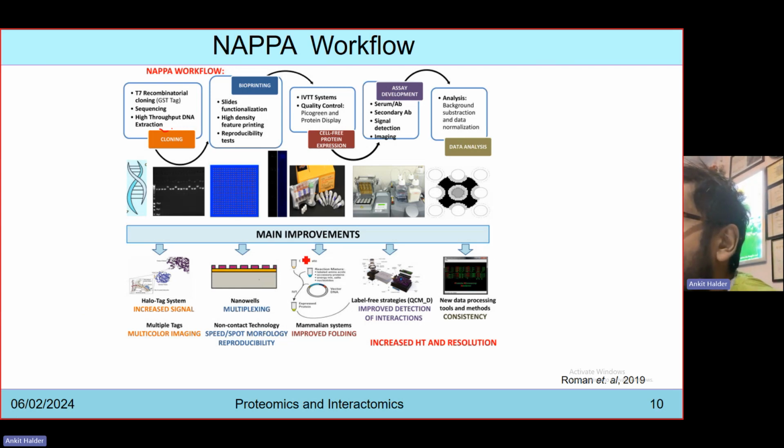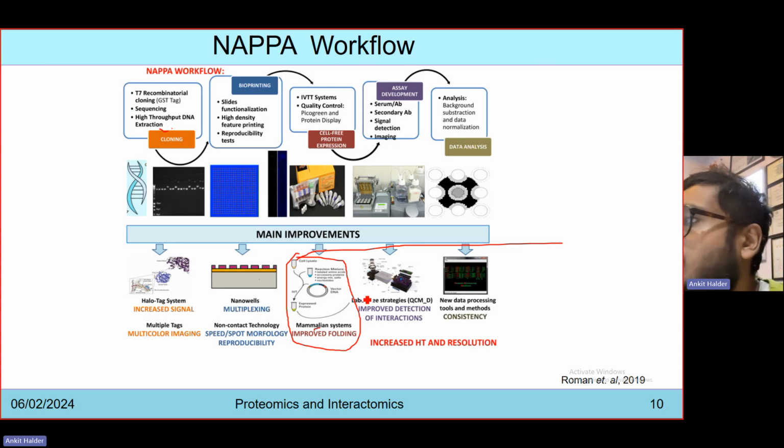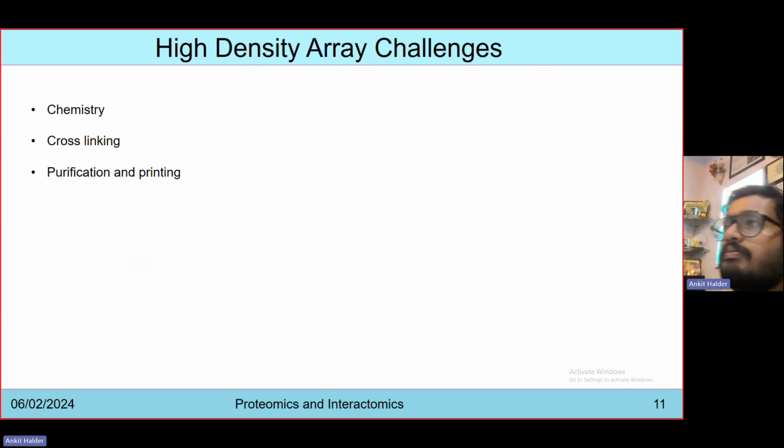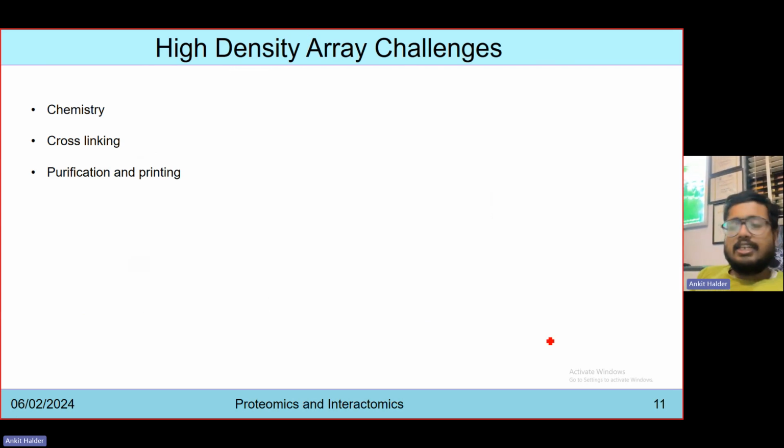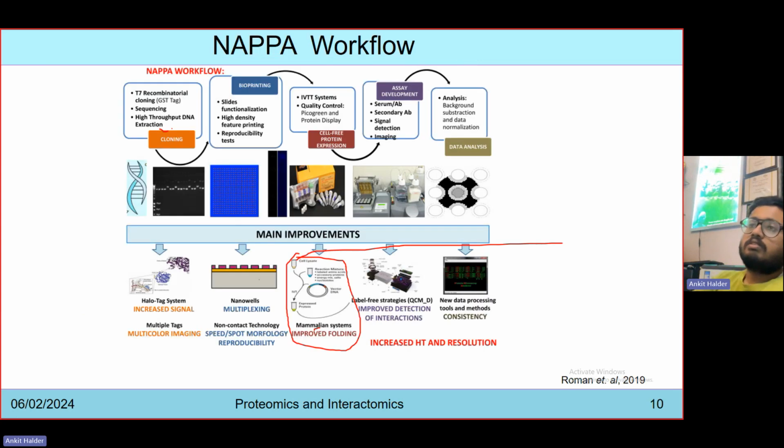So that's the major point I was trying to make. You pass through the cell lysates and try to give the mammalian systems for improved folding. Then there are label-free strategies and new data processing methods. But there are certain challenges as well with high density arrays, with the chemistry, cross linking, purification, and printing. So, as I could see, high density feature printing, reproducibility tests, site functionalization, GST tag, sequencing.